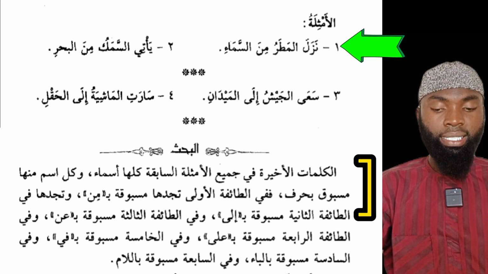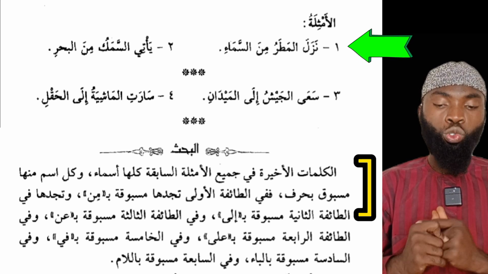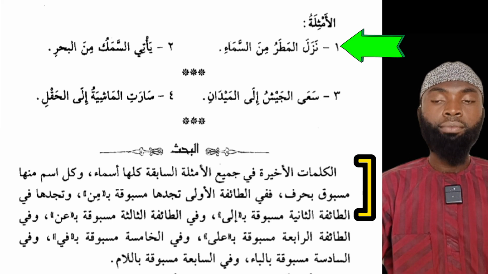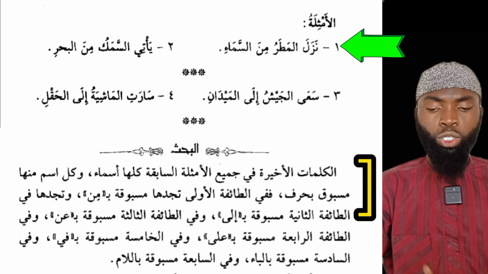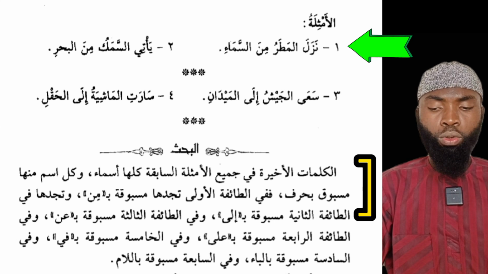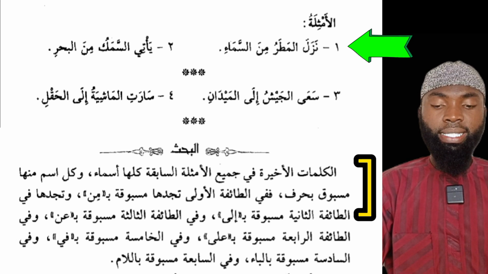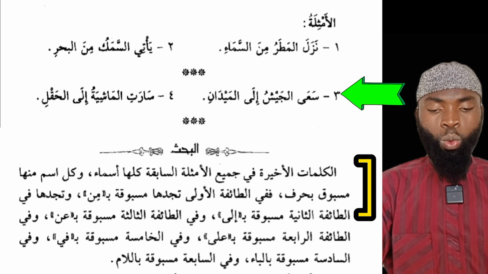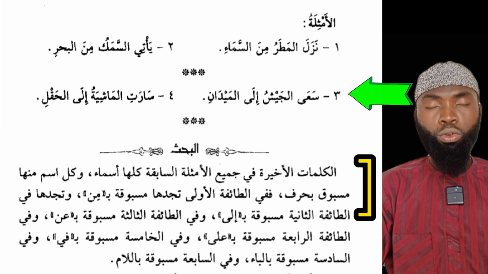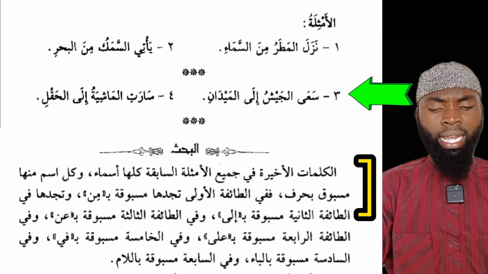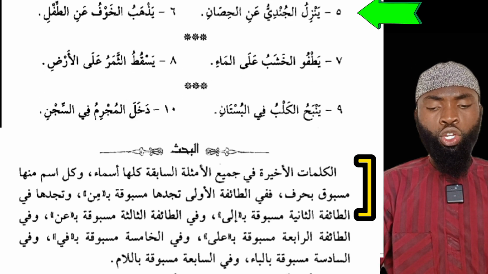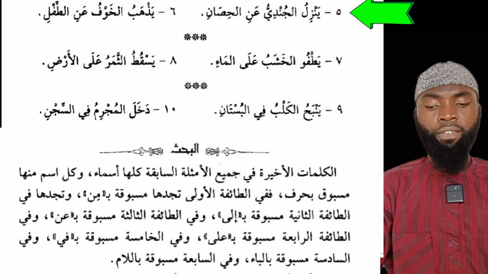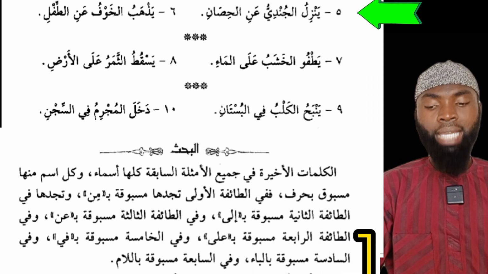Find out that the first two sentences, the nouns which end these two sentences are preceded by the particle min, or the preposition min. And you find that in the second two sentences, they are coming after ila. And in the third two sentences, you see that an appears before the nouns.